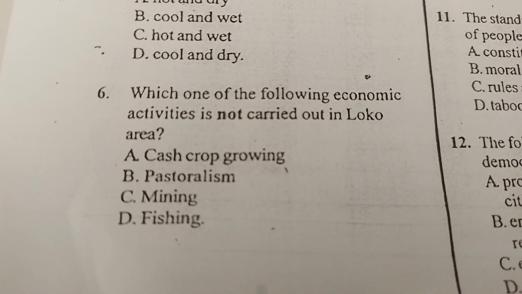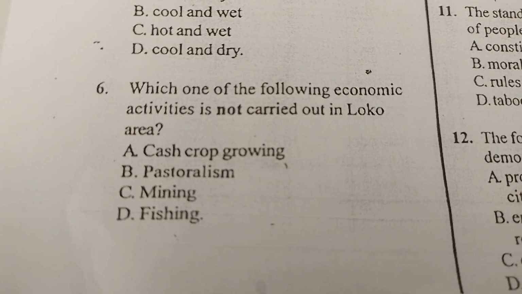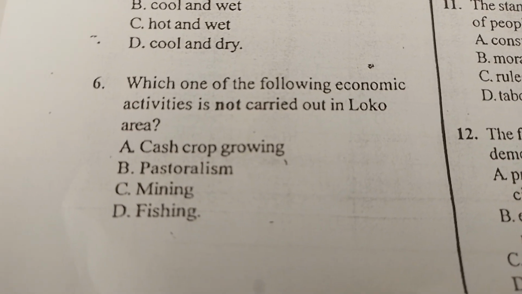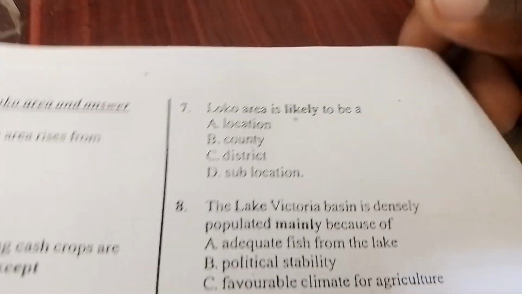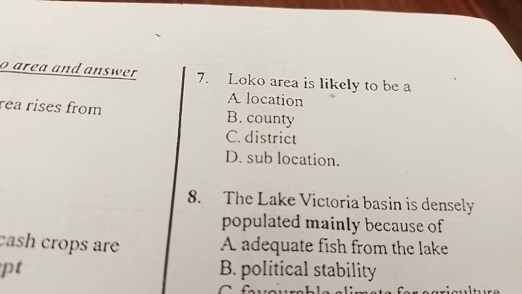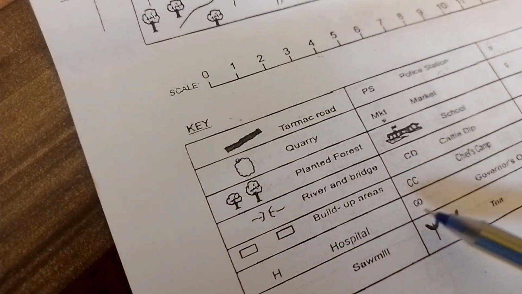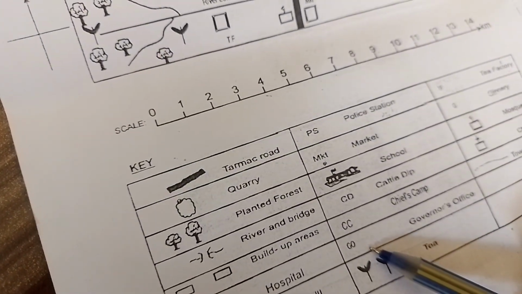Pastoralism, we saw what you call the Kcpe dip. Mining, yes, there is a quarry. Fishing, no fishing in the region. The question number 7, local area is likely to be a county because we saw the governance office. You can see the governance office somewhere here, which means this region is a county level.